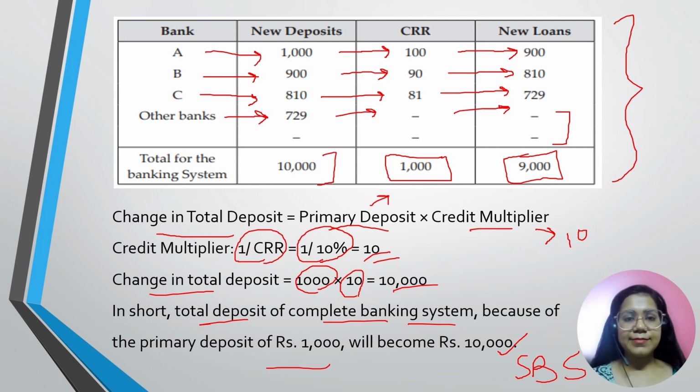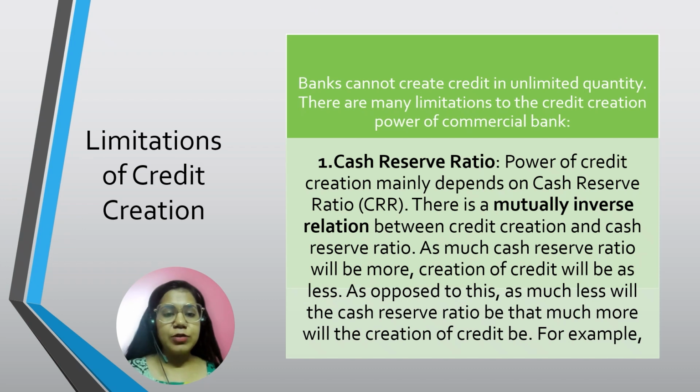Now let's study some limitations to this process of credit creation. See, banks want to get more and more profit, but banks cannot create credit in unlimited quantity because there are many limitations to the credit creation power of commercial banks. So let's study these limitations. The first limitation is the cash reserve ratio. Firstly, what is the cash reserve ratio?